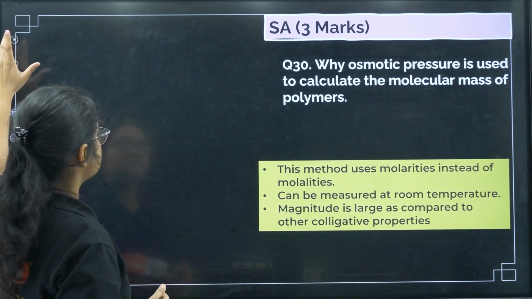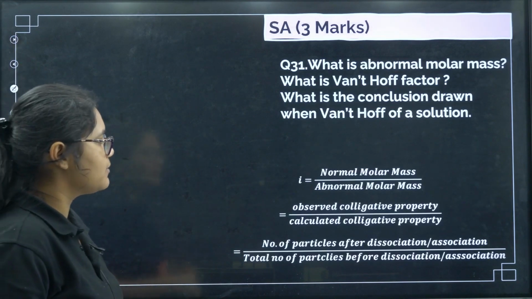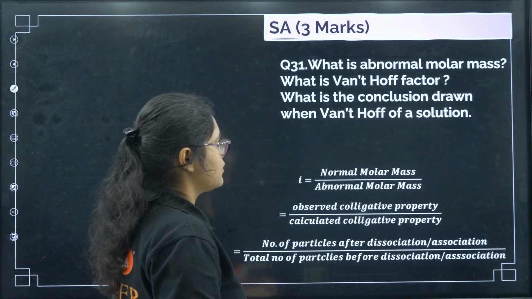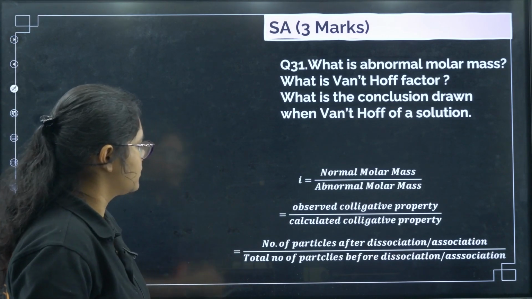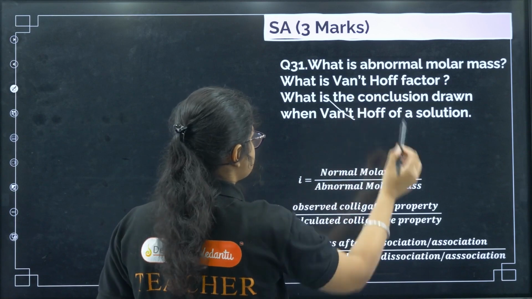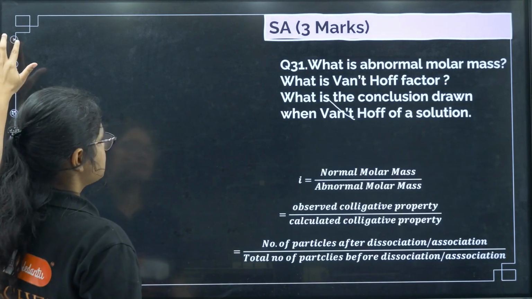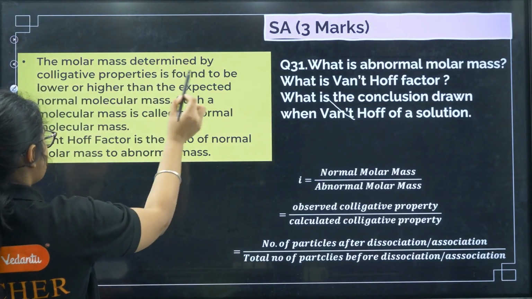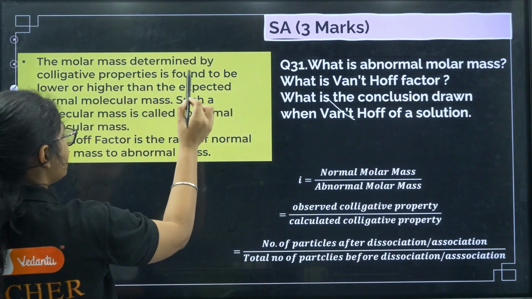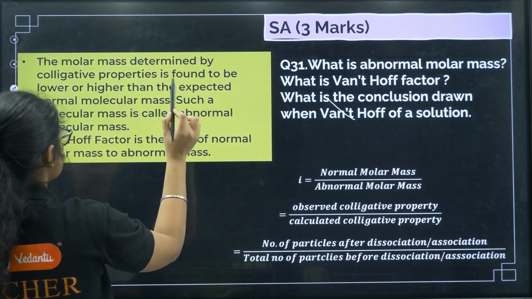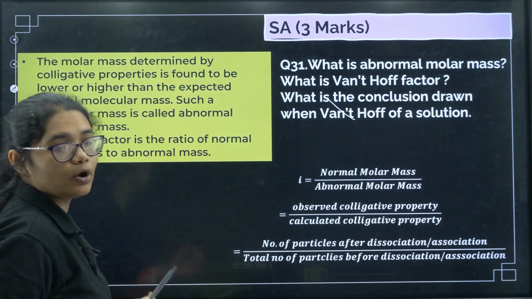Okay. So, next, what is abnormal molar mass and what is Van 't Hoff factor? What is the conclusion drawn when the Van 't Hoff factor of a solution? Okay, I think this question is incomplete. Let us see this one. What is abnormal molar mass? The molar mass determined by the colligative properties is found to be lower or higher than the expected normal molecular mass. Such a molecular mass is called abnormal molecular mass.